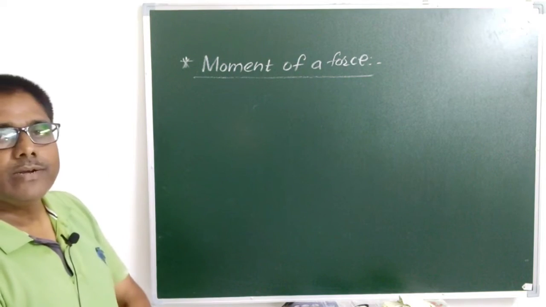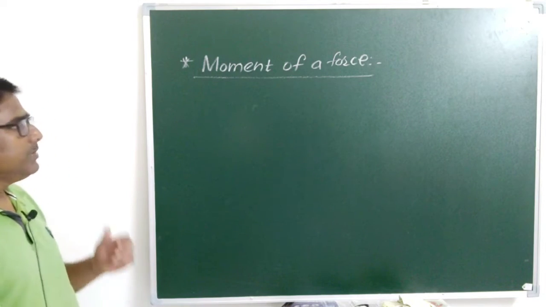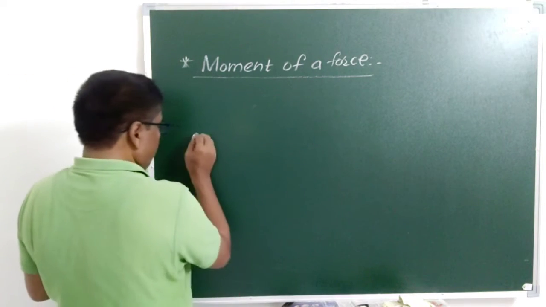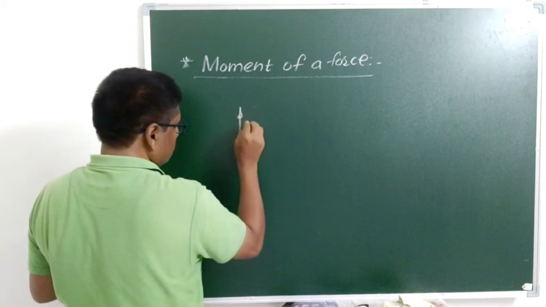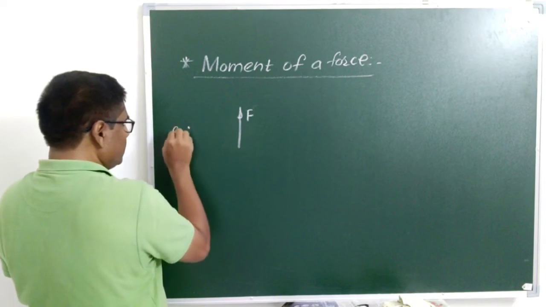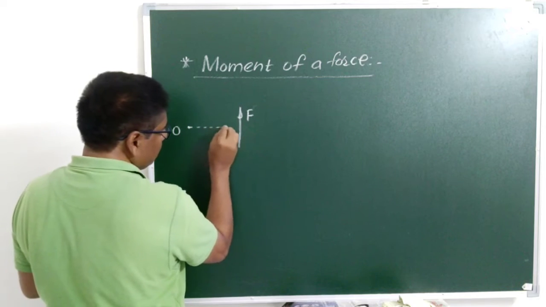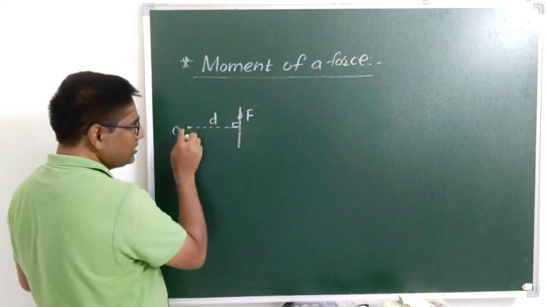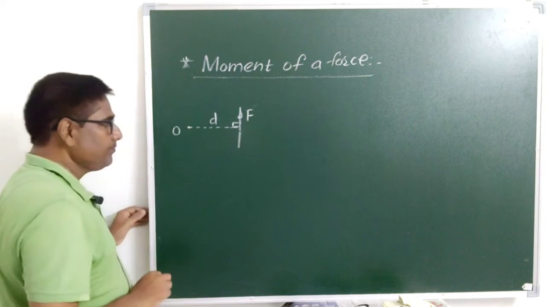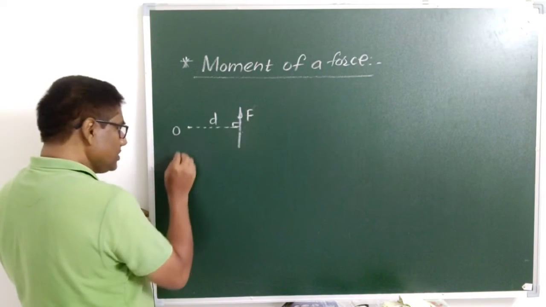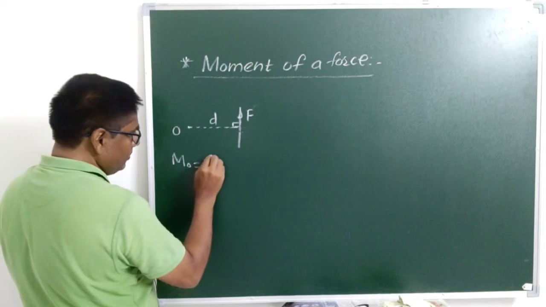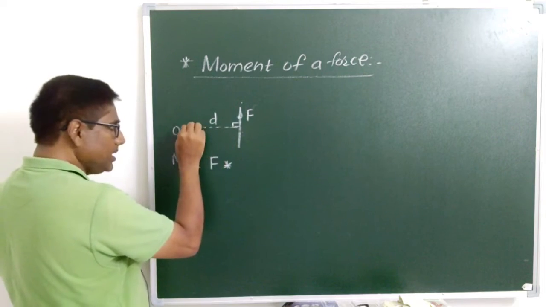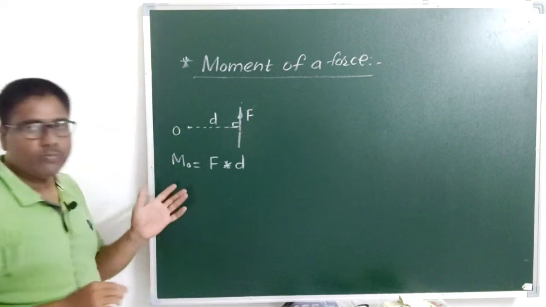It is the product of magnitude of force and the perpendicular distance between line of action of force and the given point. Suppose we have this force and the given point is this O. The perpendicular distance between the line of action of force and the given point is say D. This is the shortest distance. Then moment of this force about this point O, MO, is equal to magnitude of force into perpendicular distance between line of action of force and the given point. This is what moment of a force is.